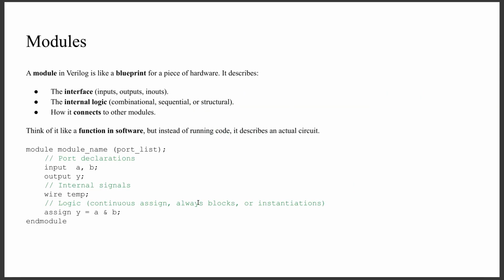Modules. So a module in Verilog is like a blueprint for a piece of hardware. It describes the interface with the inputs, outputs, and in-outs, the internal logic, combinational, sequential, or structural, and how it connects to other modules. Think of it like a function in software, but instead of running code, it describes an actual circuit. And this, again, is how we declare a module. So it's the module name and the port list, with the port declarations down here, the internal signals, and the logic of what we want to do.